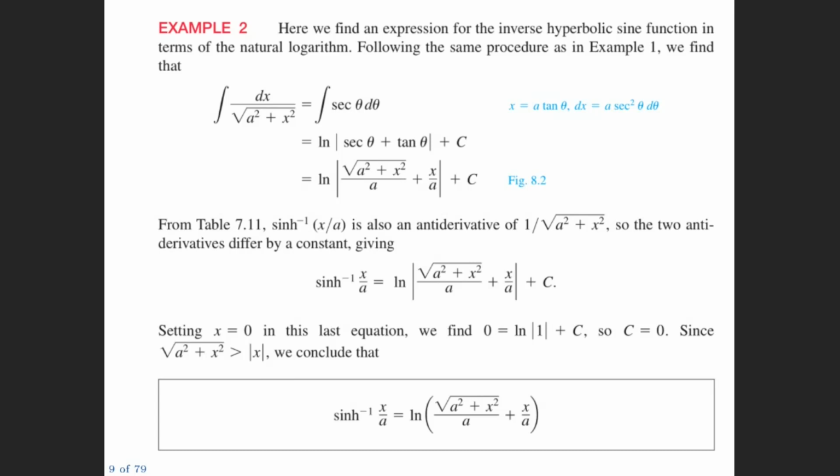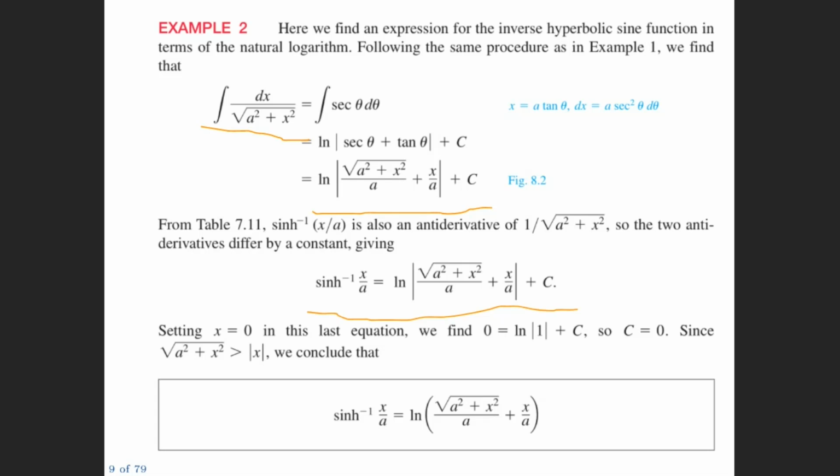We did this integral before. We've seen that, we did this with a number in, but we did this basically the same. The integral of dx over the square root of a squared plus x squared is the same as the natural logarithm of the absolute value of, etc., this function. But inverse sine of x over a is also an antiderivative of 1 over the square root of a squared plus x squared. So the difference between these two functions must just be a constant.